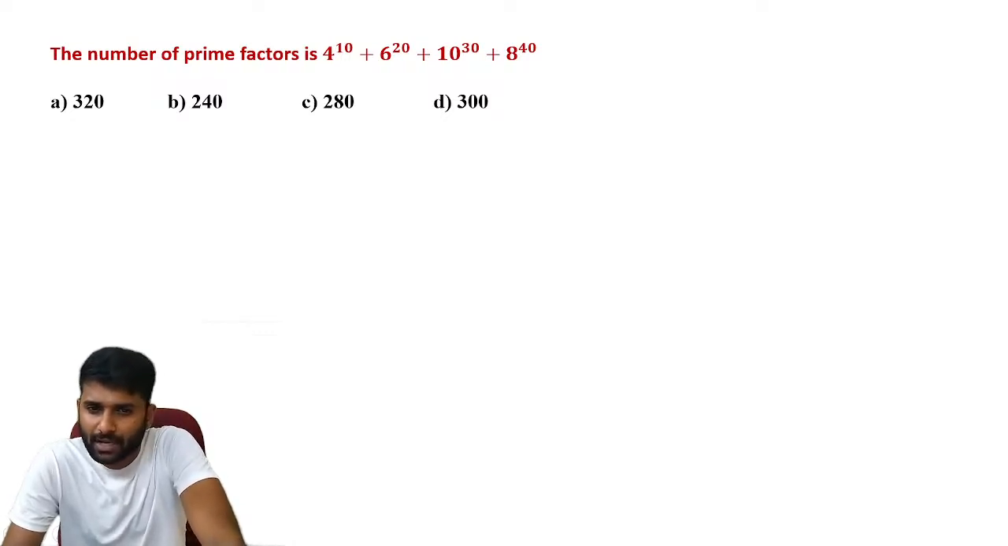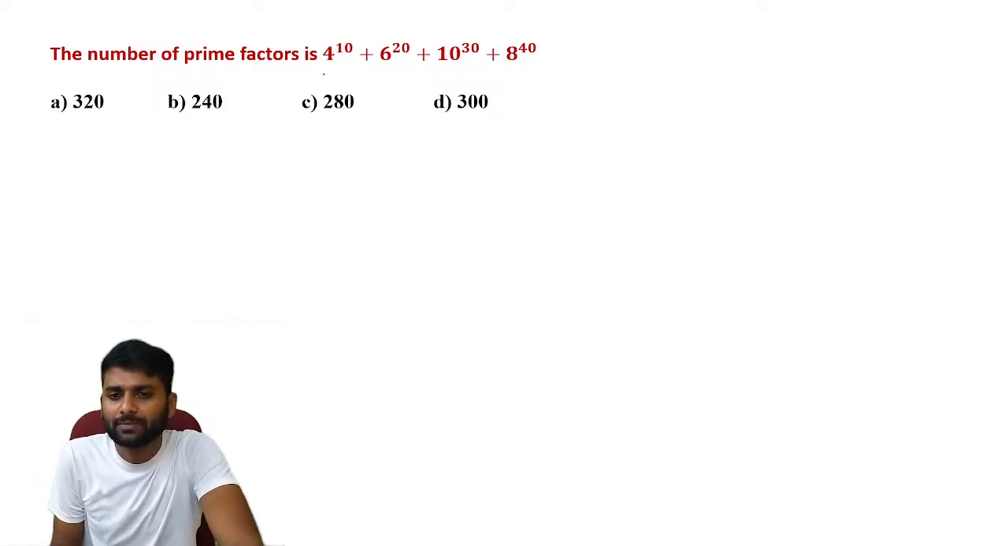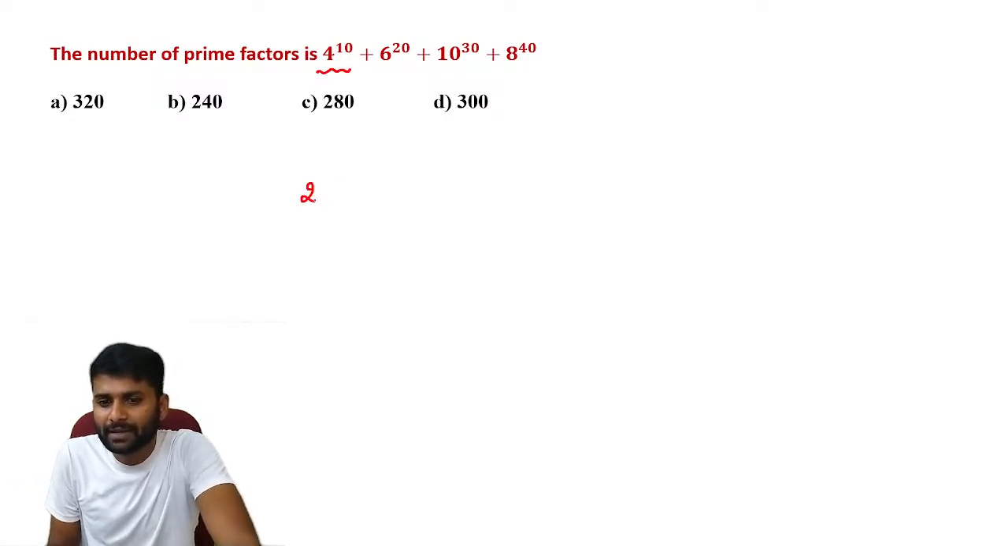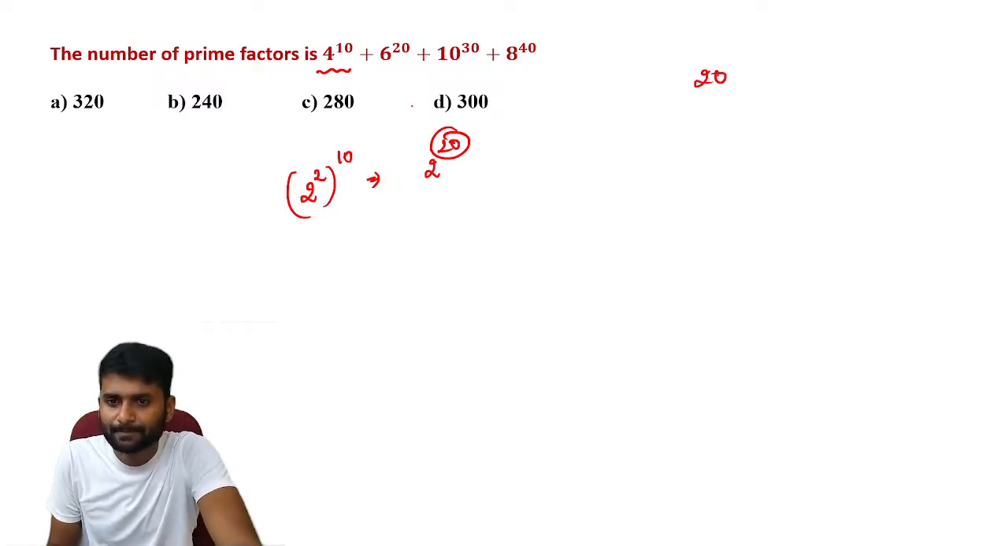Now see this question. The number of prime factors in 4 power 10, 6 power 20, 10 power 30, 8 power 40. It's all about conversion. So 4 power 10 can be taken as (2 square) whole power 10. So this is all about 2 power 20. Here you can see the 20 factors.